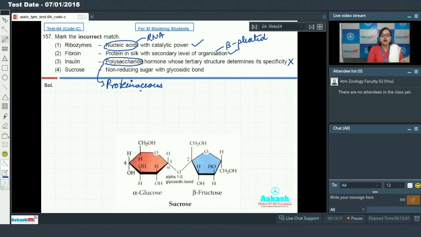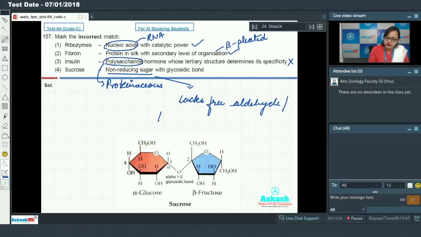You all know that non-reducing sugar, they lack free aldehyde or ketone group, because of which they are unable to reduce cupric ion to cuprous ion, which are present in Benedict solution. And non-reducing sugar, you all know that they give negative Benedict and Fehling's test.